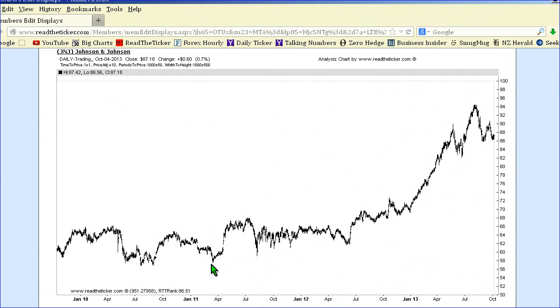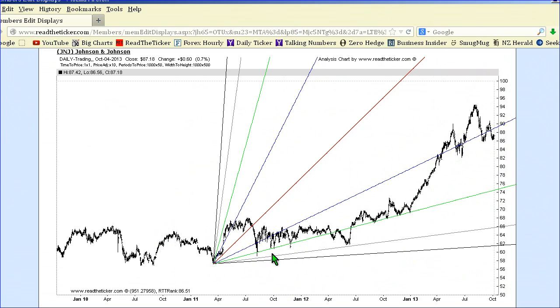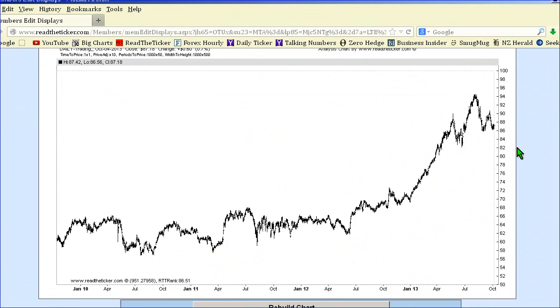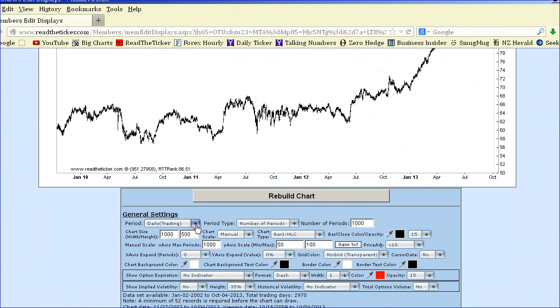Okay, so what have we got here? We have a Gann angle from way back here. Yeah, so it's been hugging that. As you can see, the little green line there is pretty much replicating price all the way up perfectly. Okay, so that's how you create a one-by-one Gann angle chart for Johnson & Johnson.